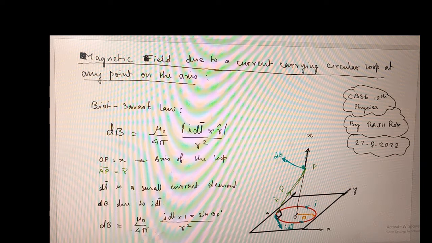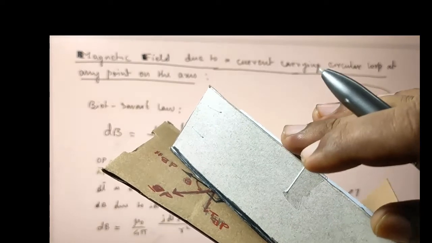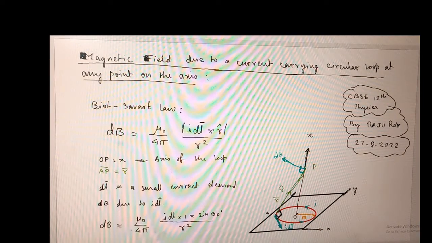This is your dB. Now this is my 90 degree. This is your 90 degree, isn't it? The angle between AP and dB is 90 degree, because it is perpendicular to the plane which contains AP and idl, right? This plane is perpendicular to this plane, right? Fine. So this is 90 degree.